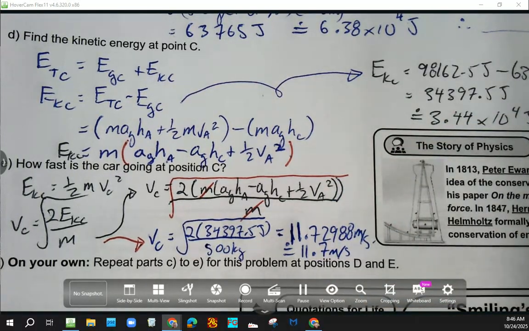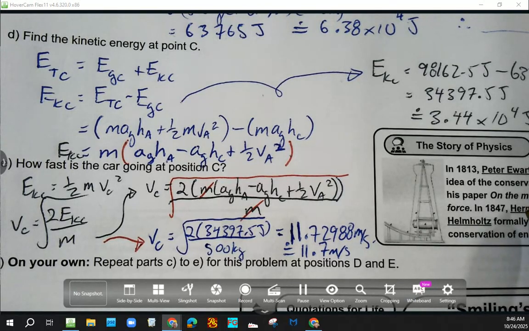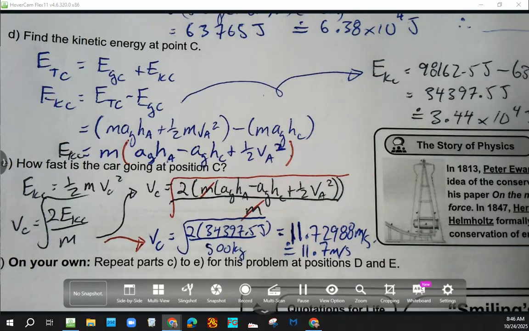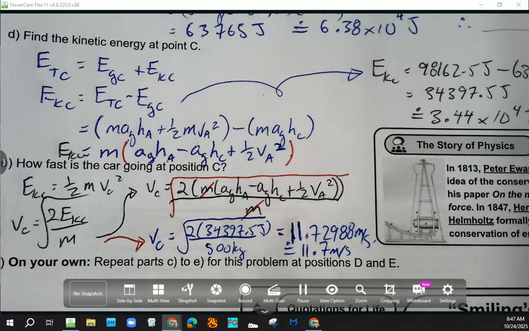What did I run out of space for? Oh, because I threw in this little piece of information. Did you know that in 1813, Peter Ewart supported the idea of the conservation of energy in his paper on the measure of moving force? In 1847, Hermann von Helmholtz. Don't these people sound like fictional characters almost? Like this alliteration, my goodness, straight out of the comic books. But formally stated the law of conservation of energy.